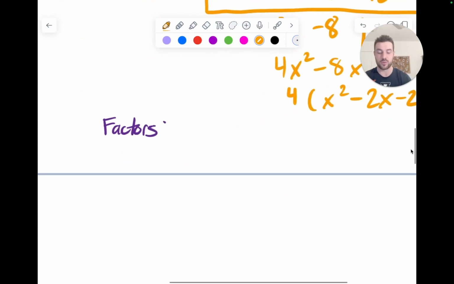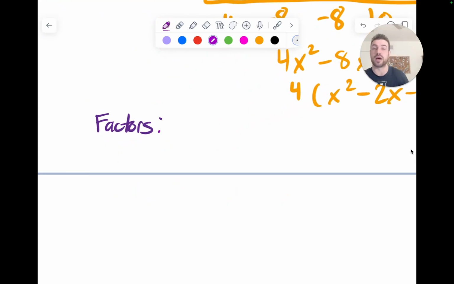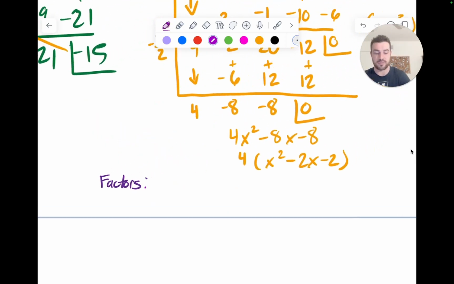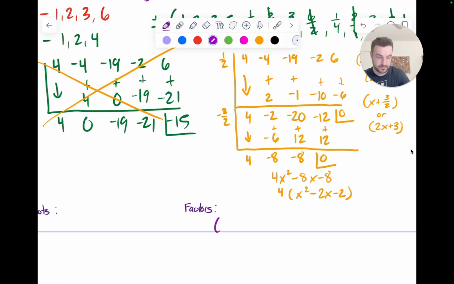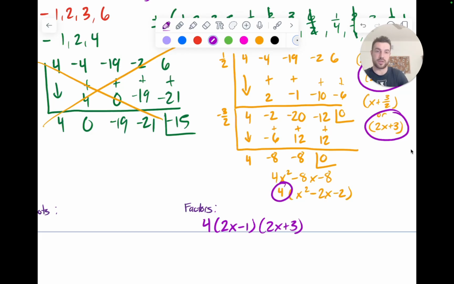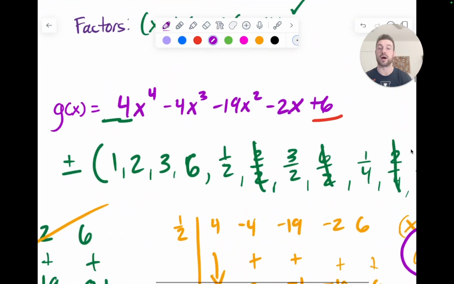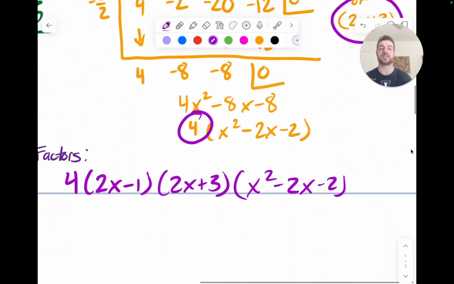So down here, when I'm writing the factored form of my polynomial, I'm going to have my first factor, which was 2x minus 1, so I'm just choosing this one. And then I have 2x plus 3. And now I will have my 4 in front, which I just got from here. And then I will have x squared minus 2x minus 2. This is the factored form of my original polynomial, because this is as far as I can get in terms of factoring.